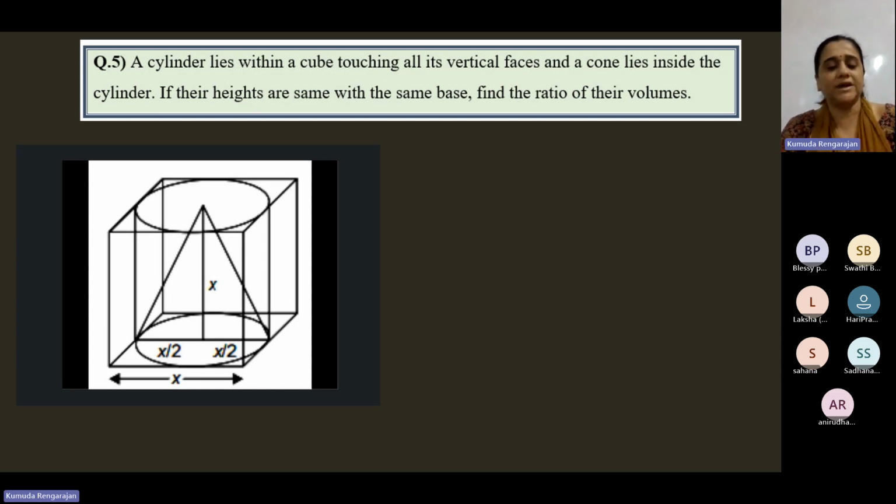So we started with the radius of the cone. If the radius of the cone is r, what is the radius of the cylinder? R. So radius of cone r, radius of cylinder also r, because their circles are the same. So this also is r, this one is also r. Now r plus r is 2r. So what is the edge of the cube?